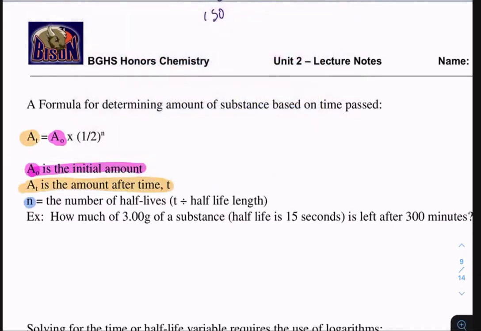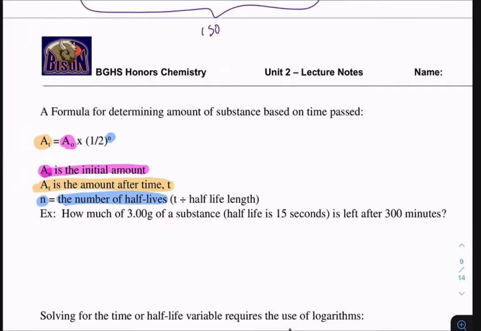N is the number of half-lives. And the number of half-lives can be found by taking the time divided by the half-life length. In the last example, the time was 150 years. The half-life length was 30. So we did 150 over 30 to give us 5. Okay?